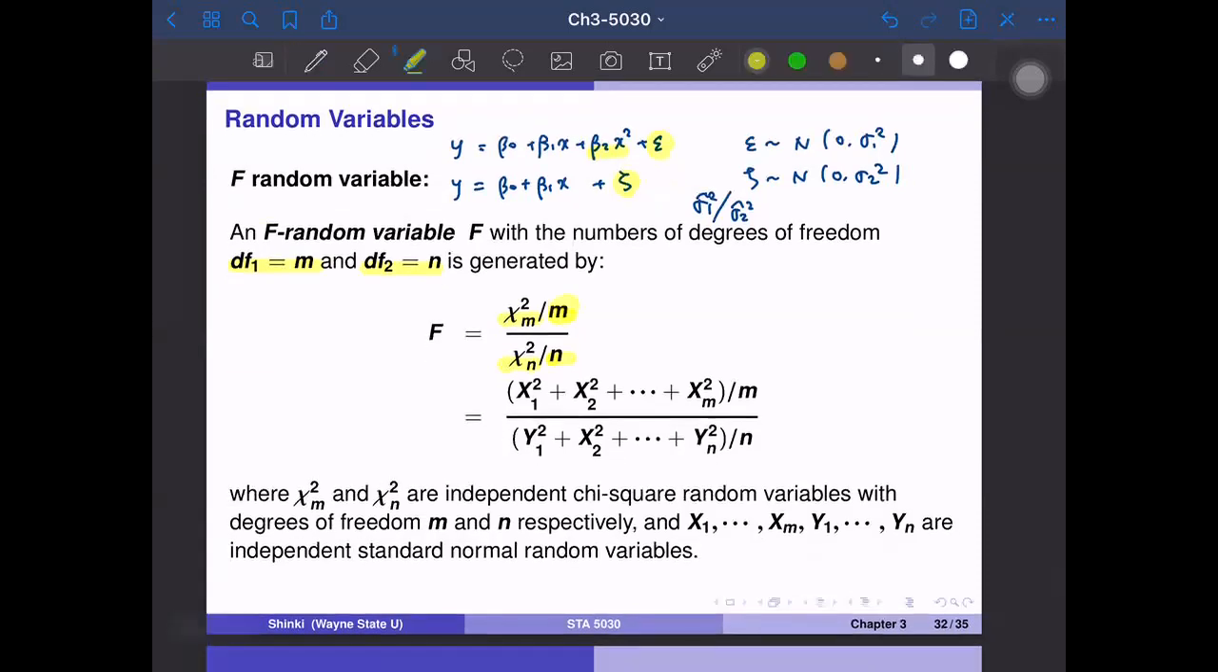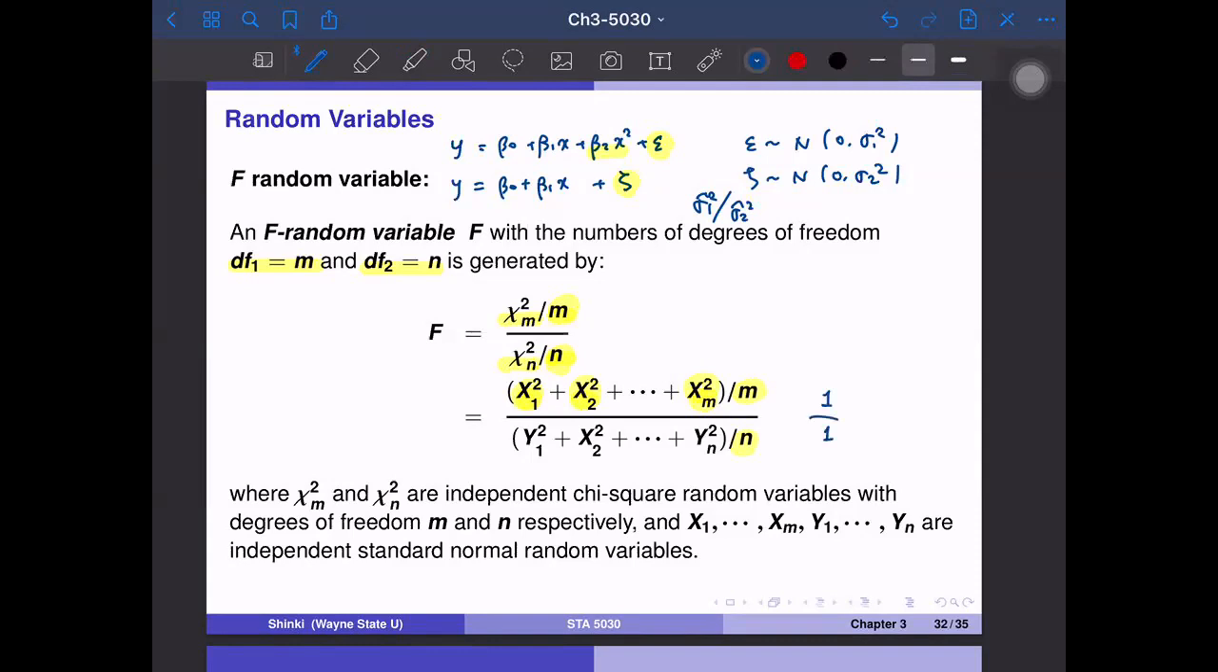And this normalizer m and n just makes the numerator and the denominator have expectation 1. You can see that this is chi-square on both numerator and denominator, and each term has expectation of 1. So if we have m terms, then expectation is m because each term is a squared standard normal. So if we divide by m, then on average the numerator is 1, and also on average the denominator is 1. So typical value of F is around 1.